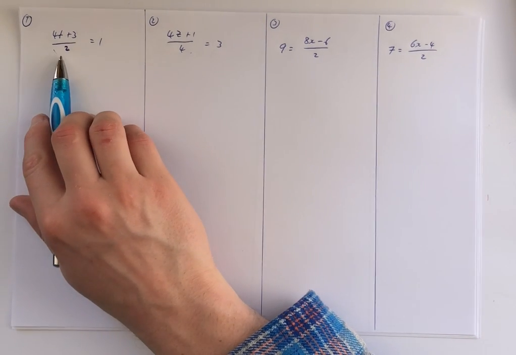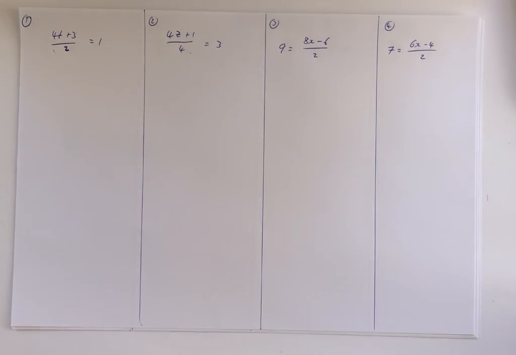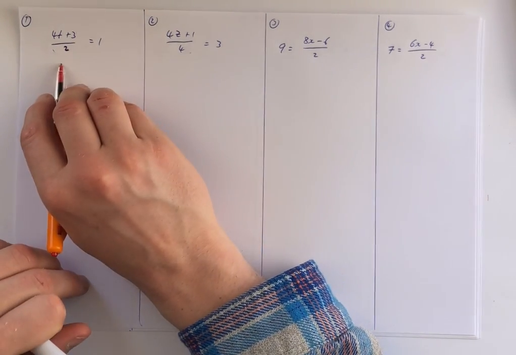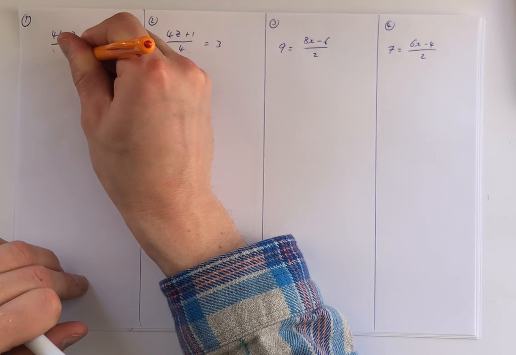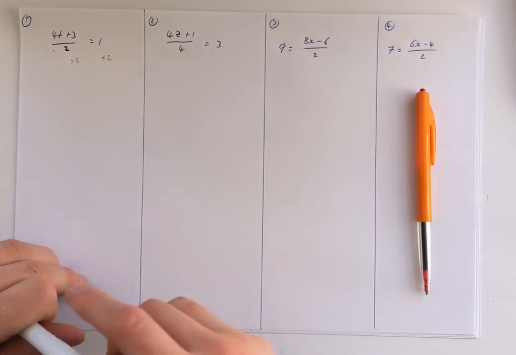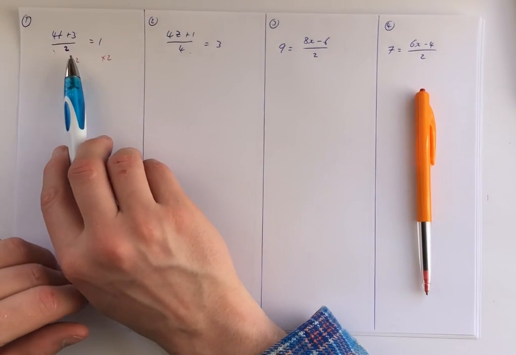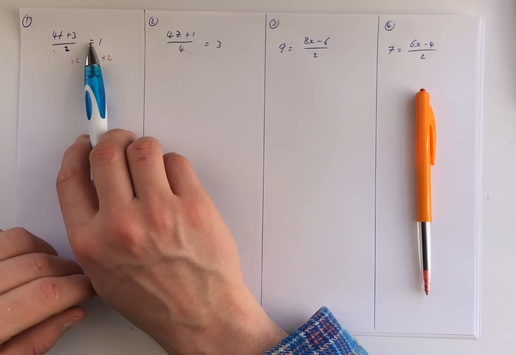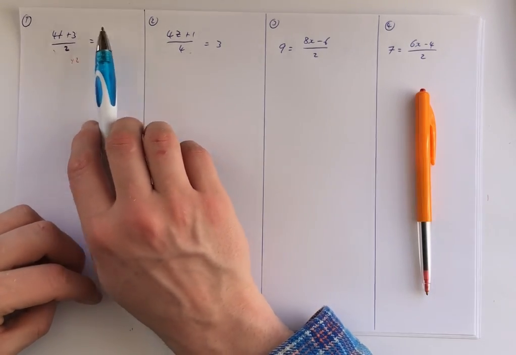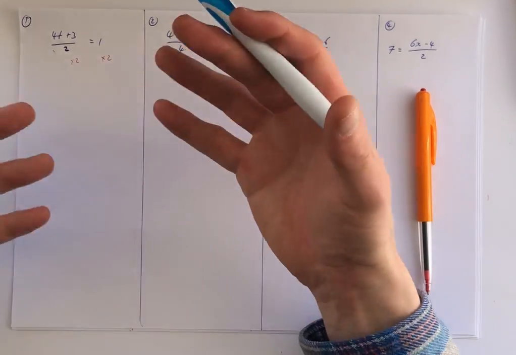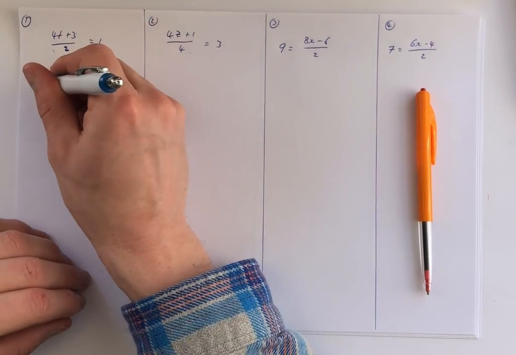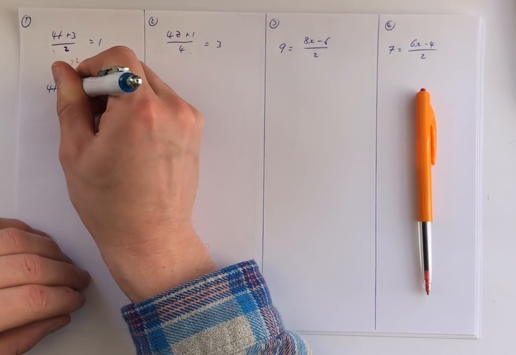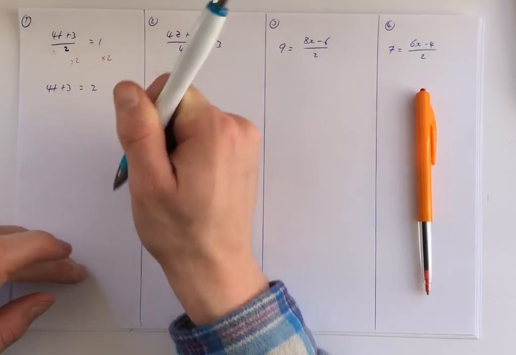The first one we want to undo is the division by 2. So we've got to times both sides by 2, because you have to do the same thing to both sides of an equality. Otherwise, you don't keep the balance, if you will. So multiplying both sides by 2 is going to kill that denominator. 4t + 3 is equal to 2.